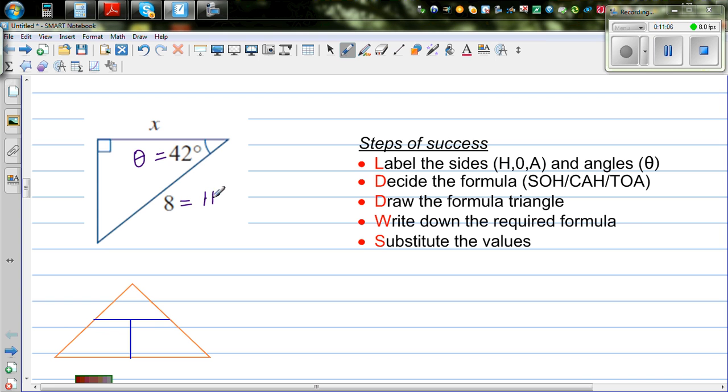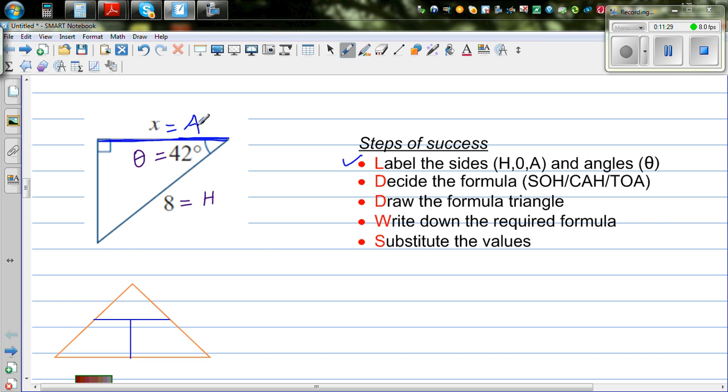So that is H, and this is the side which is sitting along with the angle. Can you see? This is the side that is sitting with the angle that we are talking about. So this is your A, or adjacent side. Now you label the sides and the angles. Now you have to decide the formula.